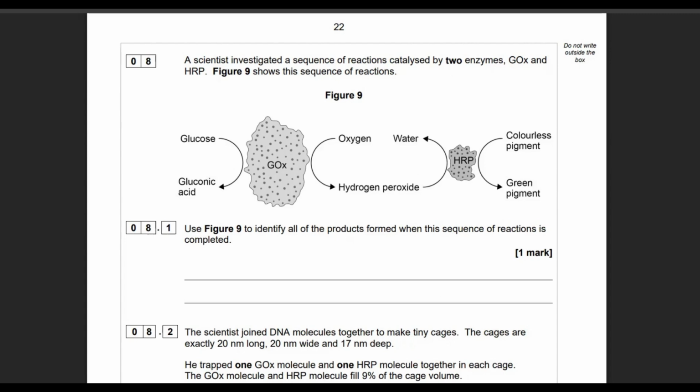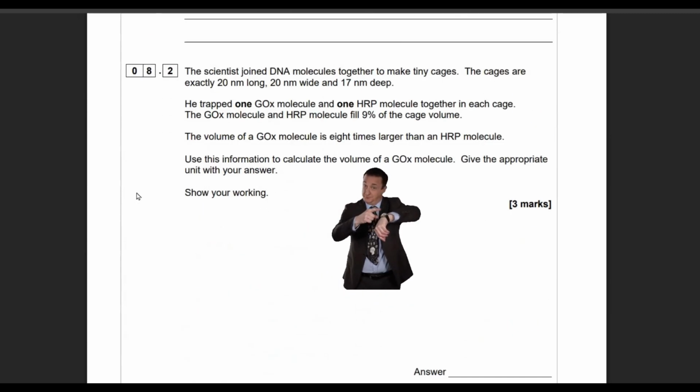Okay, well, we can see what the products are. The products are at the end of all of these. So this is the substrate, this is the product. Oxygen's the substrate here with GOX. Hydrogen peroxide's the product, but then it acts as a substrate for HRP, which is finally converted into water. So you really want to look to the end of the arrows to find the final product. And this colorless pigment is the substrate, being turned into this green pigment. So we want to write those three down: gluconic acid, water, and the green pigment. Right, let's move on. We don't want to waste too much of your precious time.